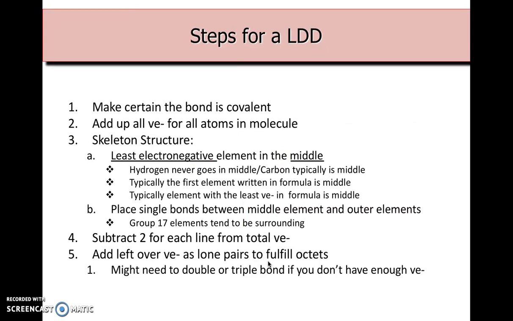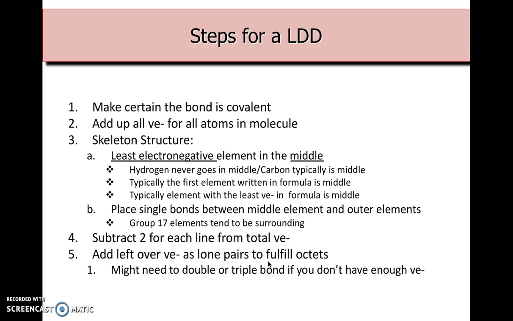Now, how do we do a Lewis dot diagram? I'm going to go through these steps, and then we're going to look at it a little more closely with an example. So bear with me here as we go through the steps. First thing we need to do is make certain that the bond is covalent. Once we know that, we're going to add up all of the valence electrons for all the atoms in that molecule. So if we have 4 carbons, we're going to do 4 valence electrons times those 4 carbons, and add them all up. Then we're going to create a skeleton structure. We're going to figure out which atom is in the middle and which are on the surrounding sides.